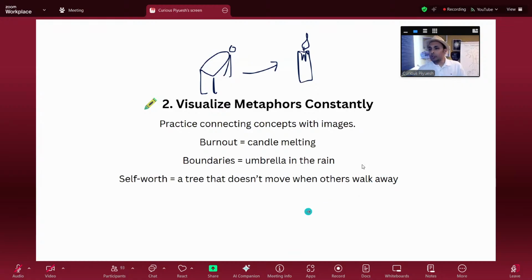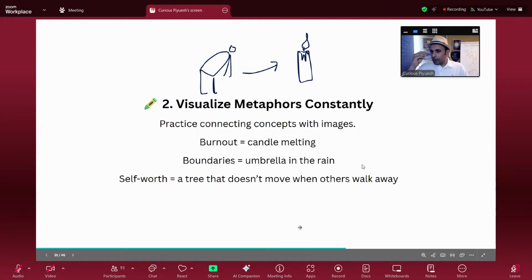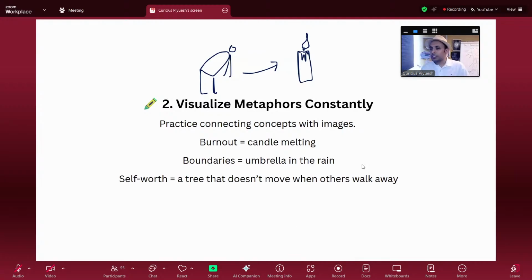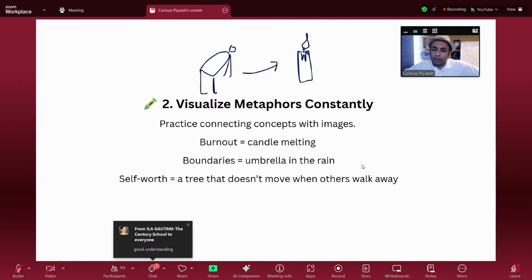So tell me, what is negotiation? You're talking about negotiation. What is that metaphor that is coming to your mind for negotiation? Or maybe a visual that is coming to your mind. If, let's say, you have to make a post on negotiation, what kind of visual will you post? A metaphorical visual.